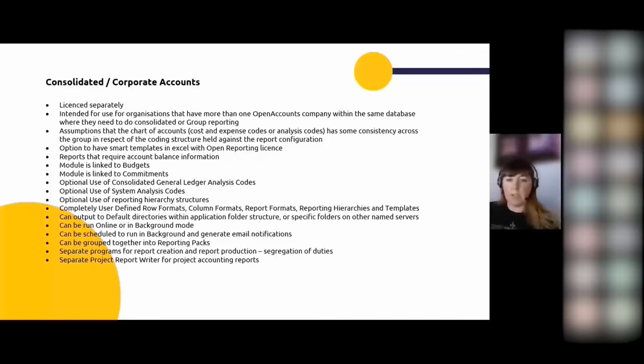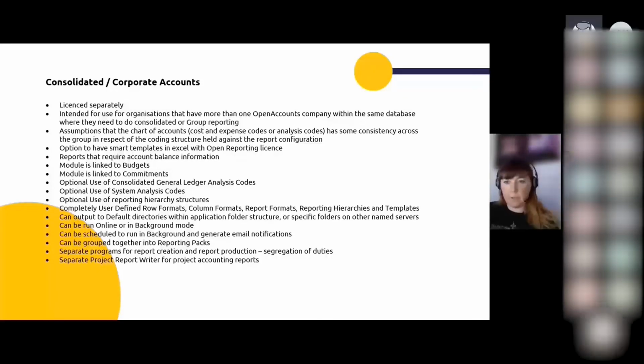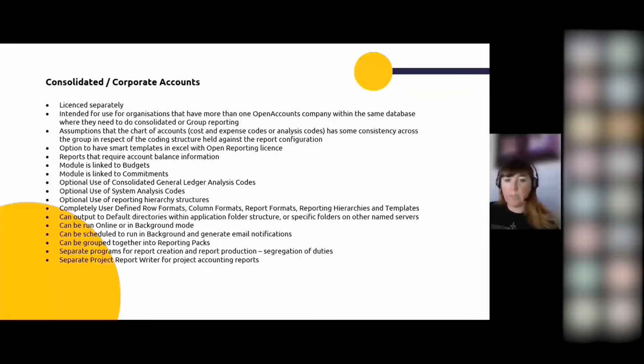Corporate or consolidated accounts is a separate module that's licensed separately within OpenAccounts as well. It has much of the same functionality as the management reporting module, but is intended for use by organisations that have more than one company within the same database where they need to do group reporting. The assumption is that the chart of accounts, cost expense codes or analysis codes have some consistency across the group in respect of the coding structure held on the report configuration.